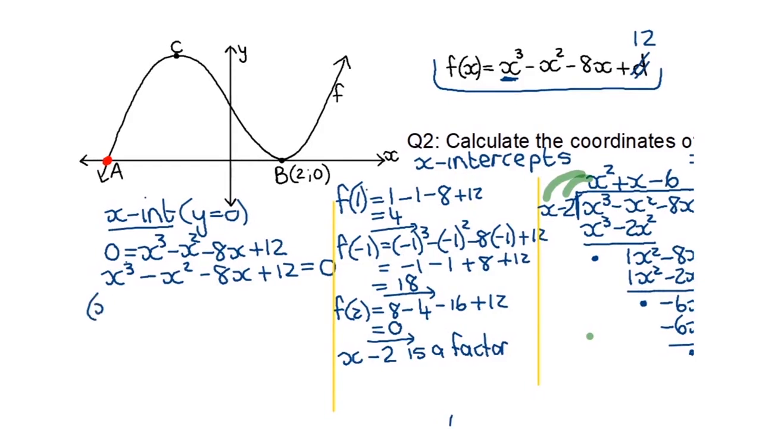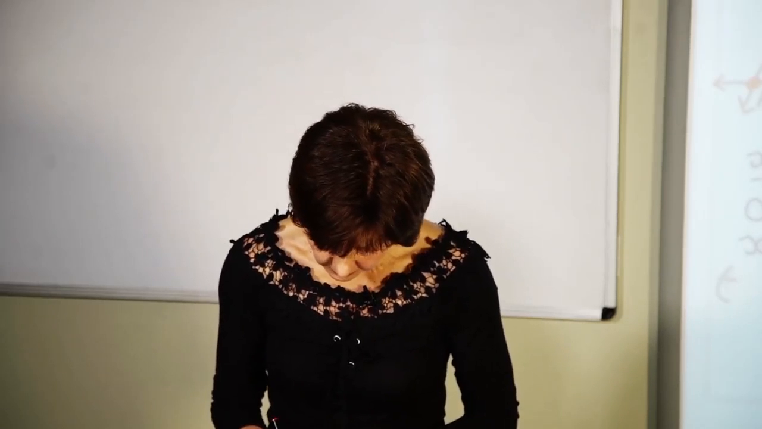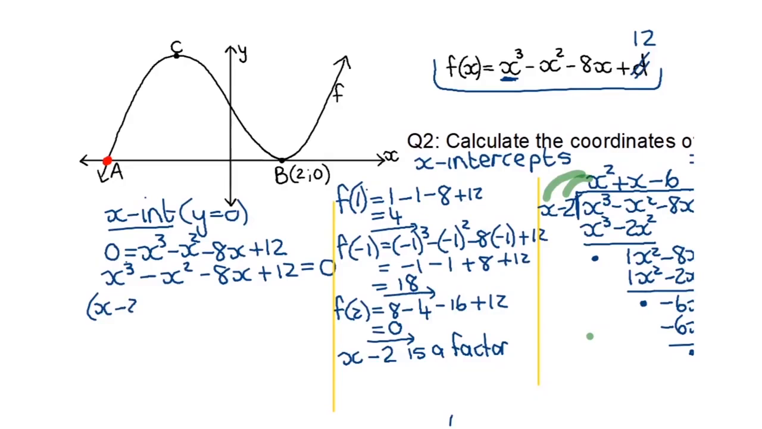So I have divided the x minus 2 into the expression, and I have got the other factor. So x minus 2, we said, is one of the factors. The other factor will be x squared plus x minus 6. Okay, it's a trinomial, the second bracket. Let's see if it can factorize into more brackets. If it can't, I'll have to use the quadratic formula.